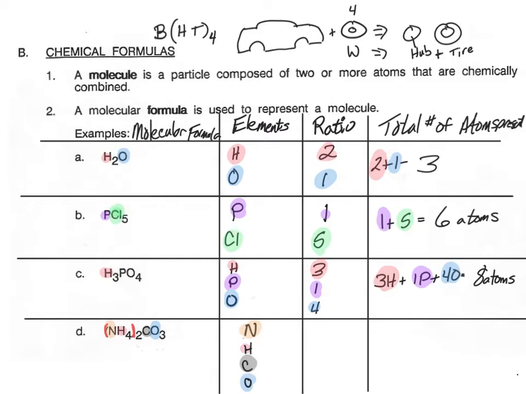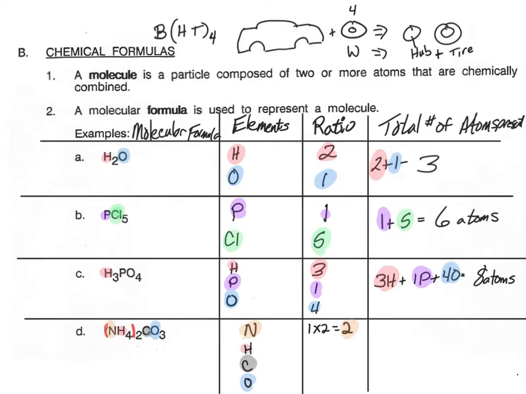Focusing on letter D, we can look at first what elements are present, and you should be able to identify those first. They are nitrogen, hydrogen, carbon, and oxygen. Now let's find out how many of each there are. So for the nitrogen, it's inside of the parentheses, and there's a 2 on the outside, so there are 2 nitrogens. The hard one is hydrogen.